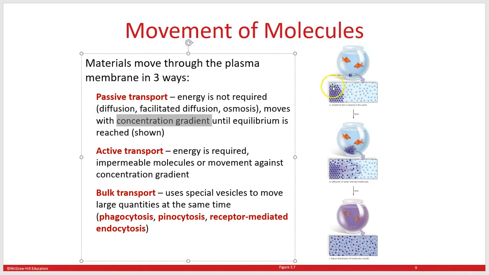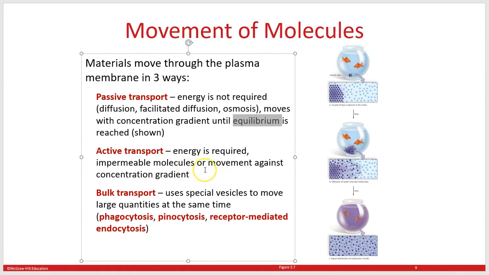So here we would see there's a high concentration of dye in this area, and this dye would diffuse throughout the whole fish tank until it's spread out and reached equilibrium, so that there is an equal amount of dye and water spread throughout. Now, it doesn't mean that the dye molecules stop moving. It just means that the net movement is 0.